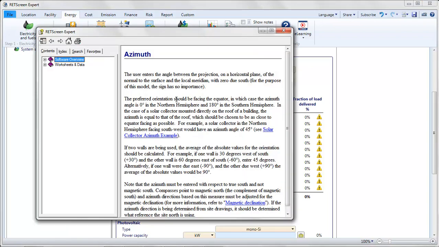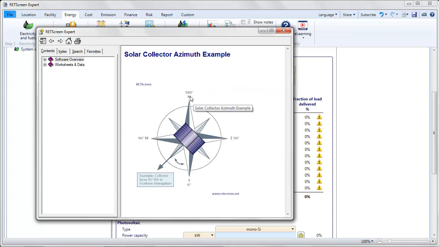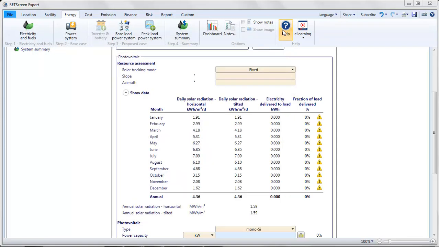The azimuth is defined with 180 degrees being north and south being 0. That's opposite the convention of a compass, but is the convention adopted in RETScreen, largely because in the northern hemisphere, where this software originated, most arrays are going to face the south because that's going to maximize their electricity generation. So we're going to assume that there's a south-facing roof that we can put this on, so I'll put in 0 there.